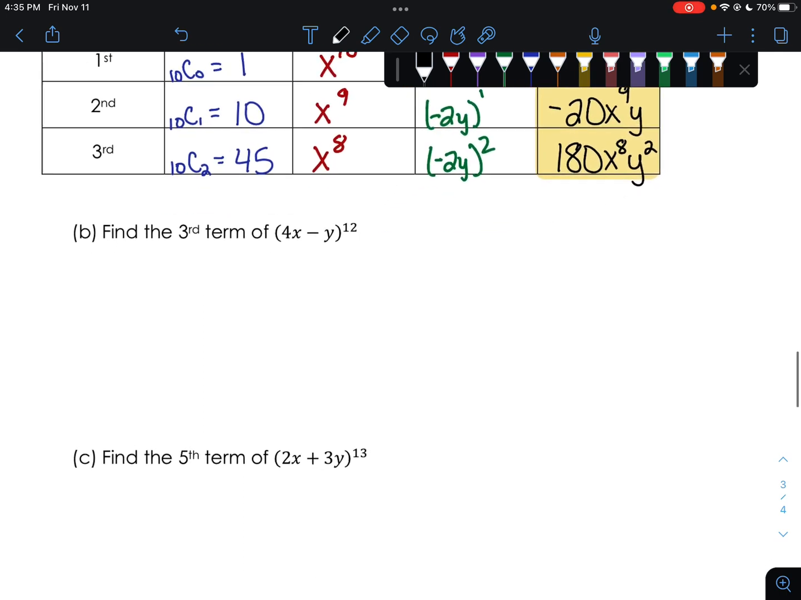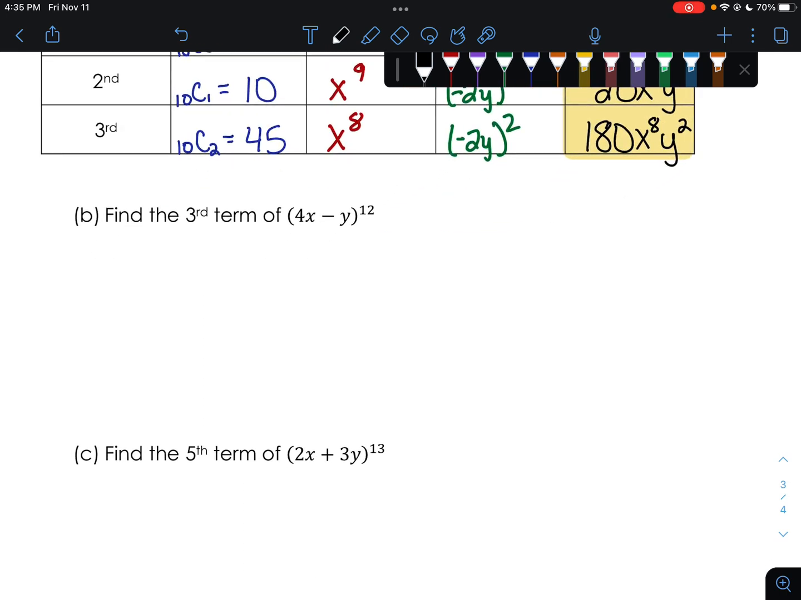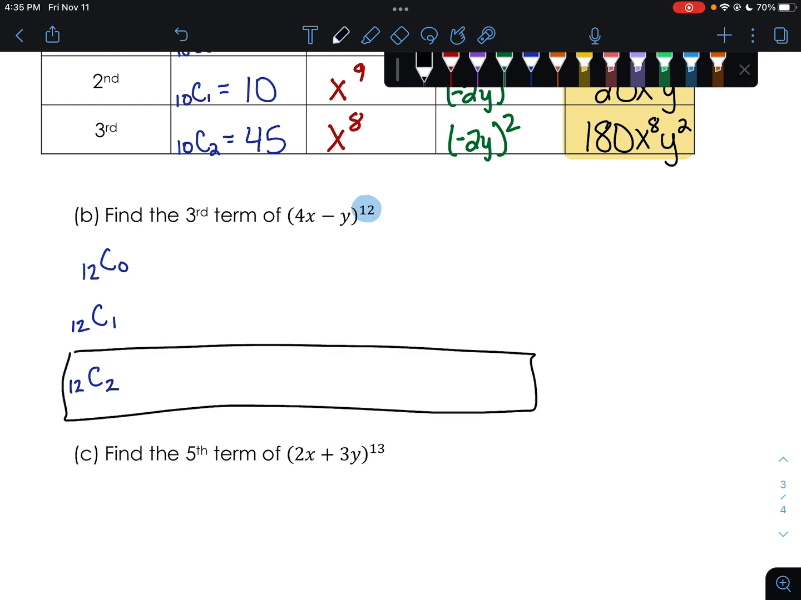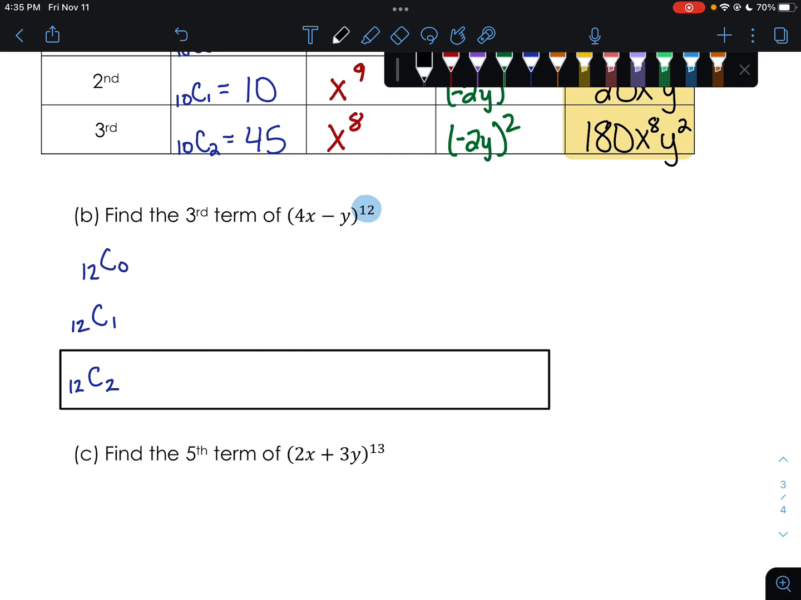Looking at part B, it just wants us to find the third term and the third term only. So we look and see that it's to the 12th power. So we know that it would be 12 choose 0, 12 choose 1, and 12 choose 2, not 3. Okay, so we want the one that is associated with this piece right here.